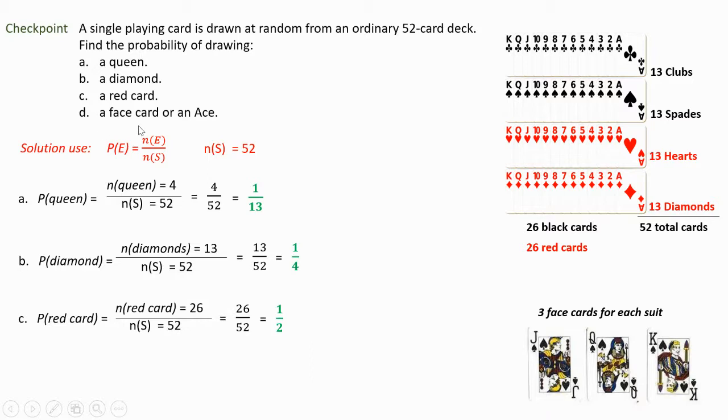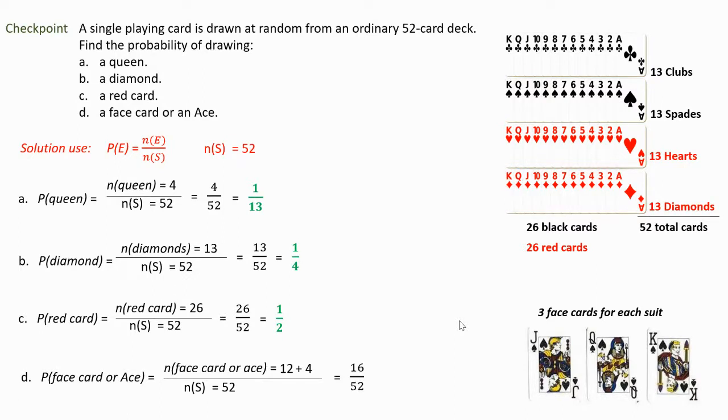Okay. Now finally, a face card or an ace. Here, guys, they're asking for a face card or an ace. So how do we do D? How many face cards do we have, right? We have 12 face cards, because there's 3 of each suit, and 3 times 4 is 12. And also there's four aces, right? There's an ace of clubs, an ace of spades, an ace of hearts, and an ace of diamonds. So it's going to be plus 4 over the sample space, which is 52. So 12 plus 4 is 16. 16 over 52 is going to be 4 over 13 if you reduce.